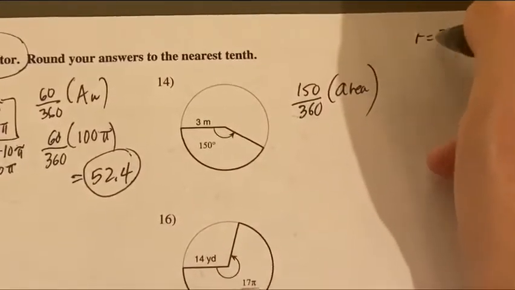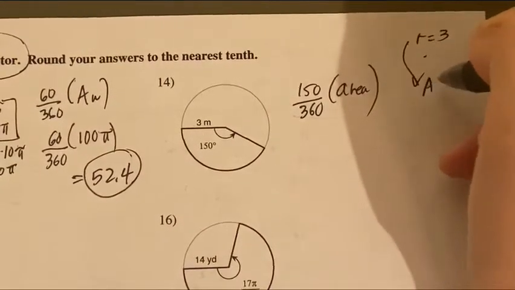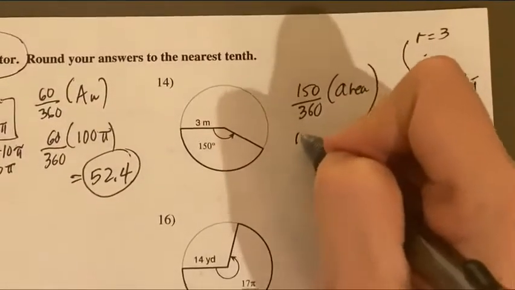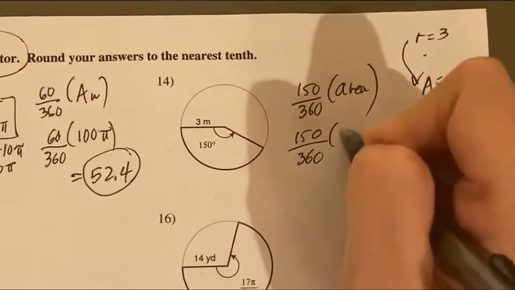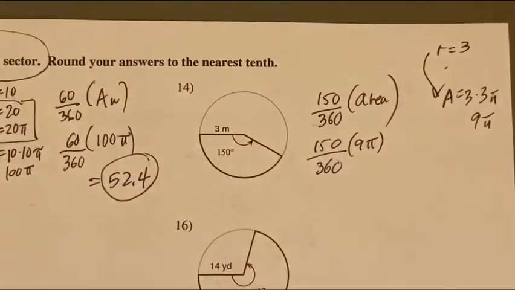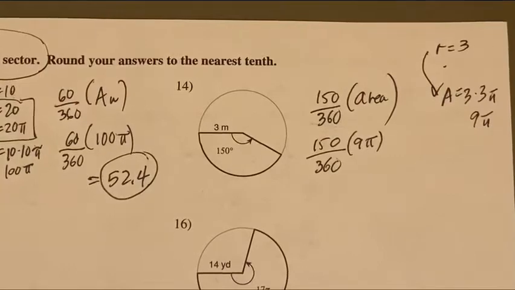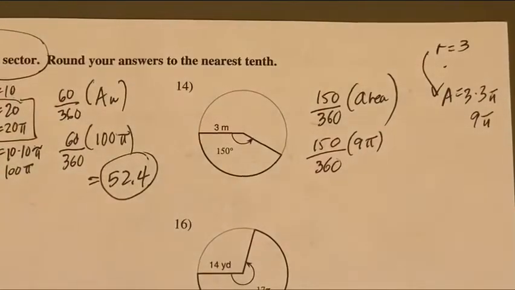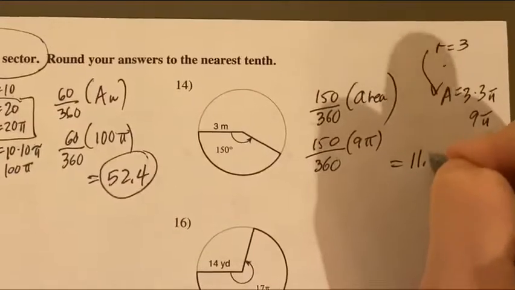Well, if the radius is 3, we could go straight to the area. 3 times 3 times pi, or 9 pi. Okay, and we can turn it to a decimal, so let's do it. So I got 11.8.